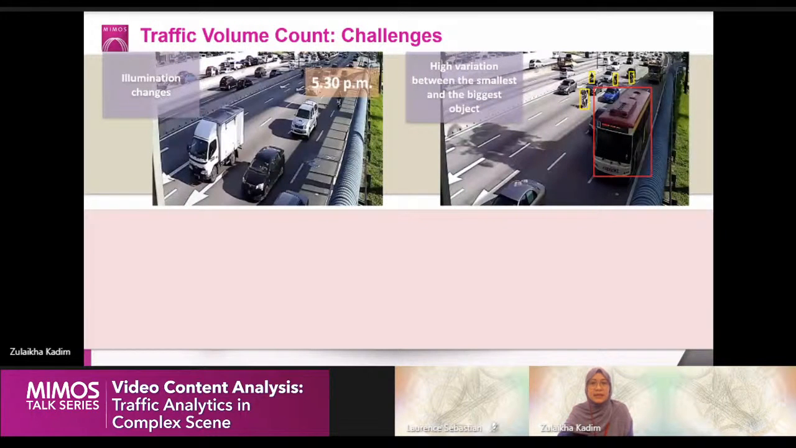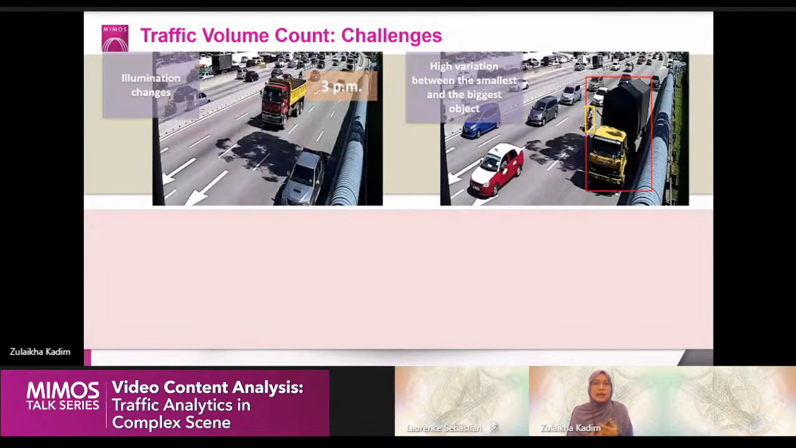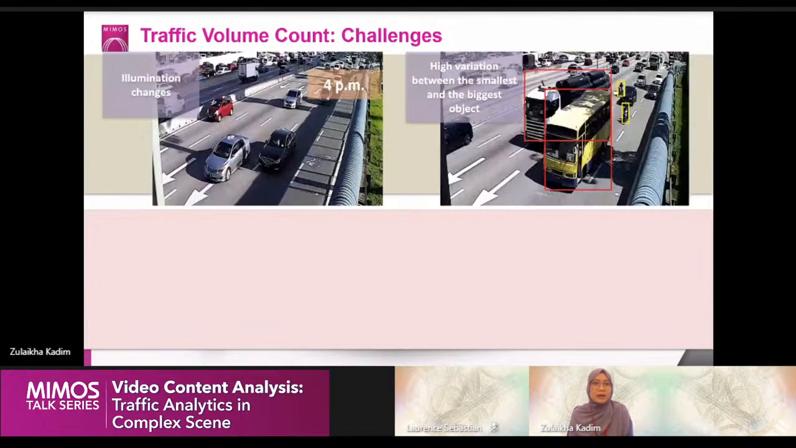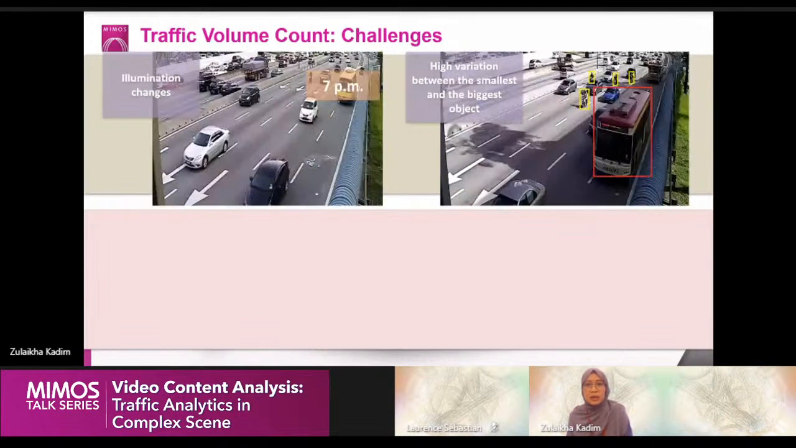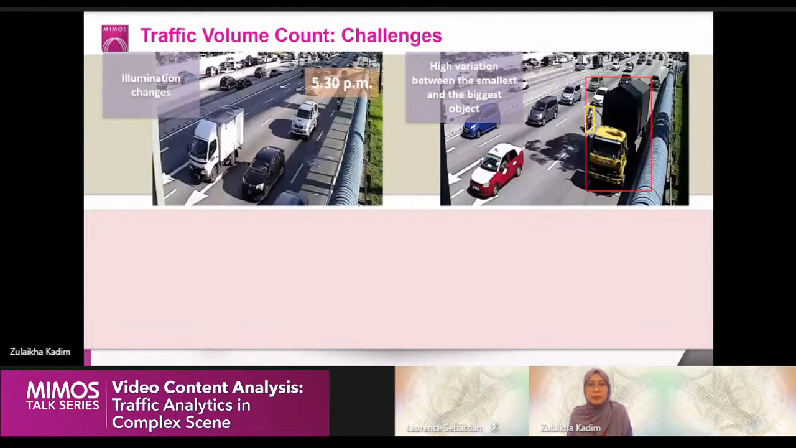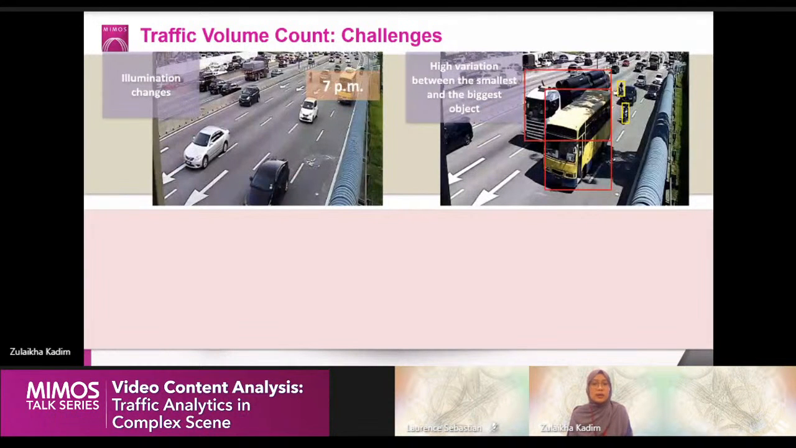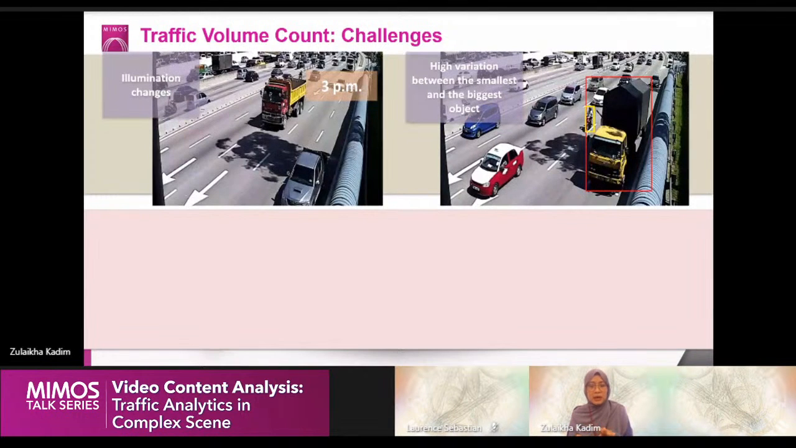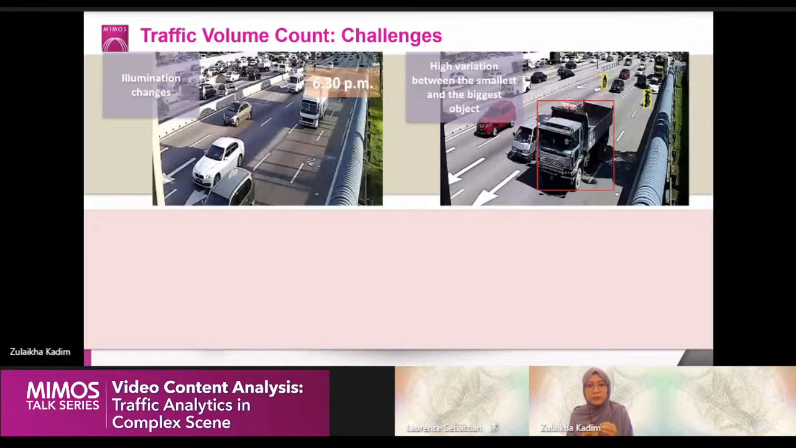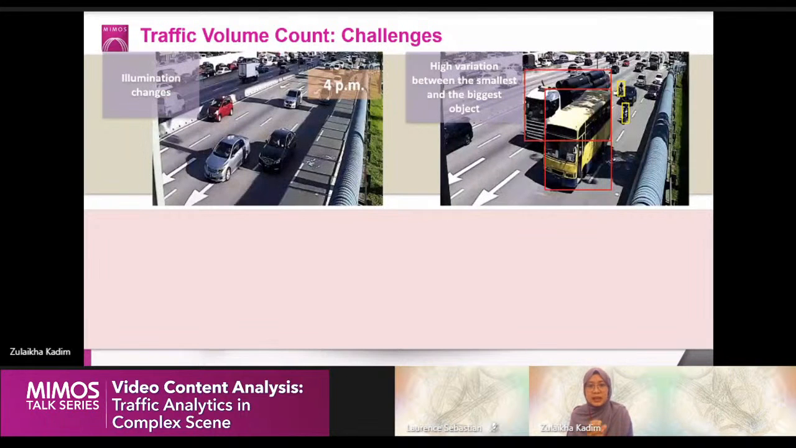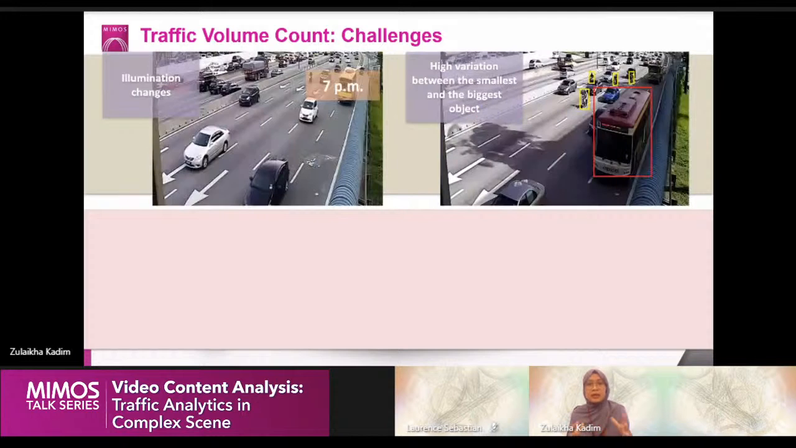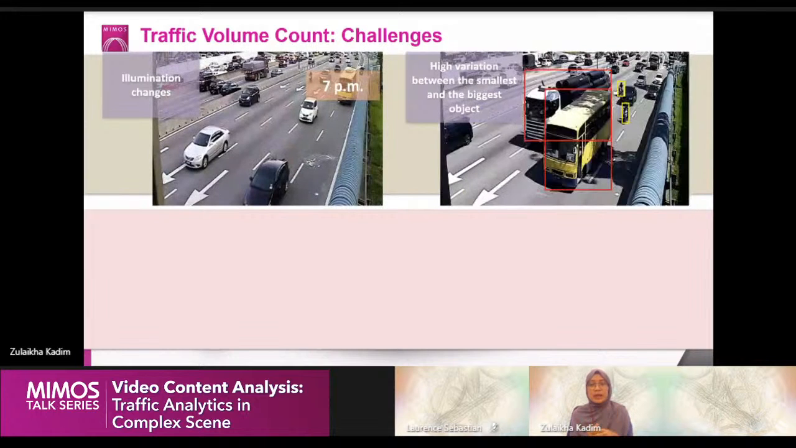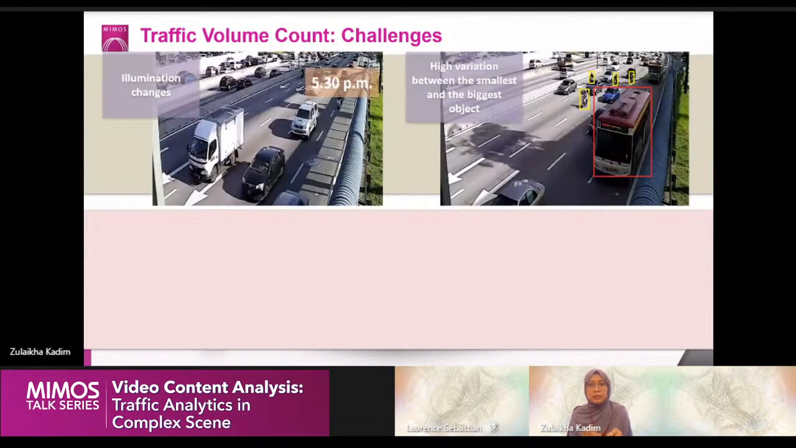Besides that, because we want to analyze all types of vehicles on the road, there is a problem of high variation between the smallest and the biggest objects. If you see here, we have motorcycles, and also buses, trucks, and lorries with 3 or more axles. Small and big objects give us problems when we represent the object. The small object has very few features, while the big one has more features to represent. So our classifier later on has to capture this variation.